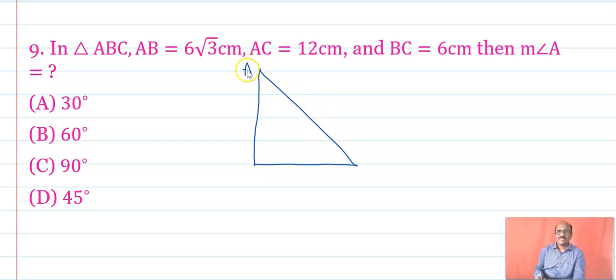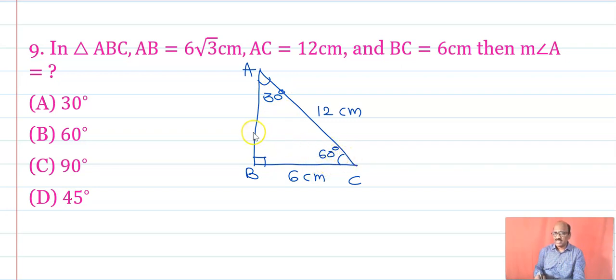This is the AC and what is that? It is 12 centimeter and here is B. BC किती आहे? The 6 centimeter and it's clear that हा right angle triangle आहे. The side opposite to angle 30 is half of the hypotenuse. Therefore, measure of angle A is 30 degree. And what about the measure of angle C? It is 60 degree.